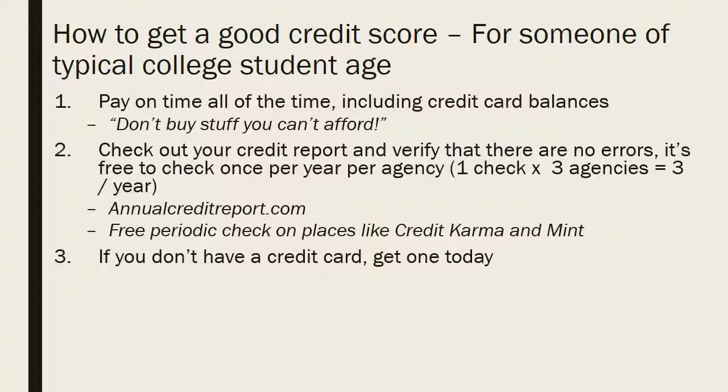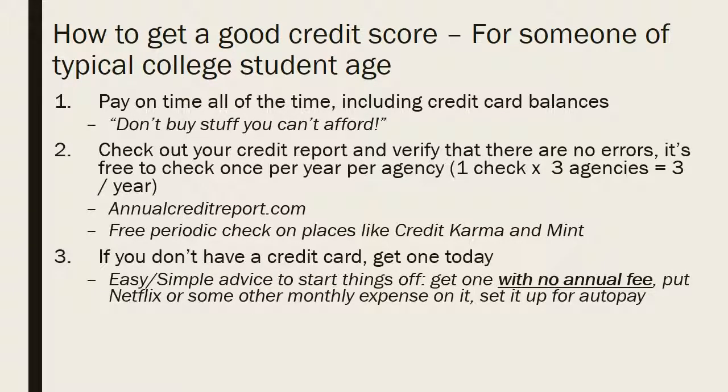Next, if you don't have a credit card, you should probably get one relatively soon, because remember, how long you've had credit is a major category in establishing your credit score. So you need to establish a credit card early, and then over time your average age of credit is just going to go up and up and up. And this is something relatively easy to do. I mean, if you want to keep your life simple, you get one with no annual fee, put some simple monthly expense on it, set it up for auto pay, and just move along. If that's the most you want to do, at least you've established that average age of credit.